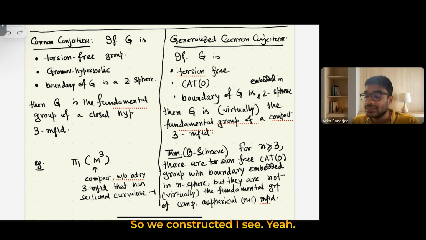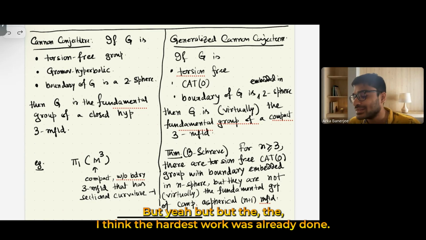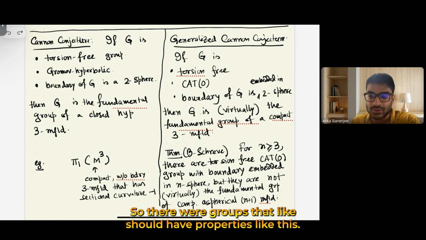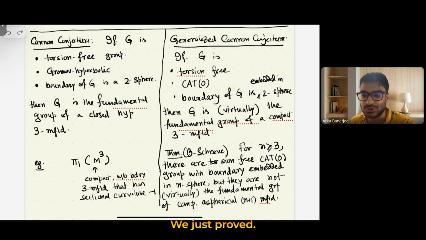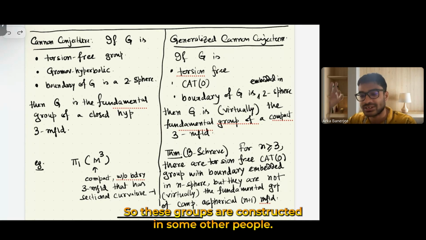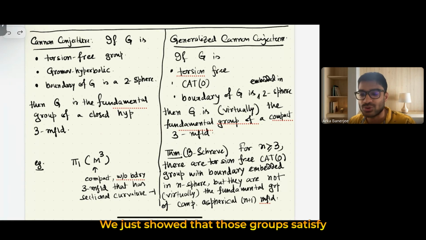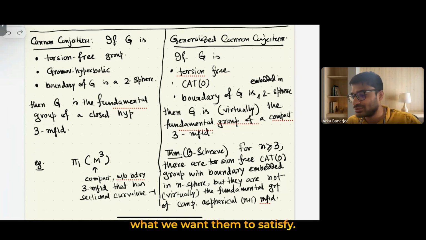I think the hardest work was already done. There were groups that should have properties like this. These groups were constructed by some other people. We just showed that those groups satisfy what we want them to satisfy.